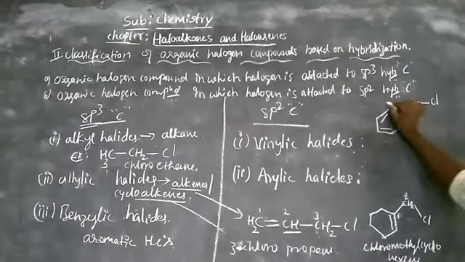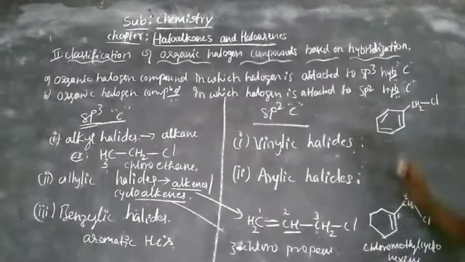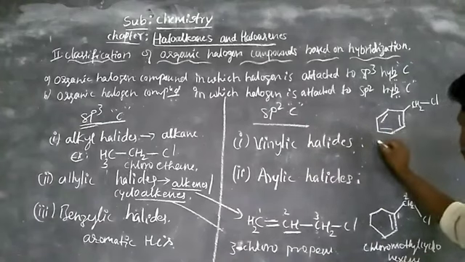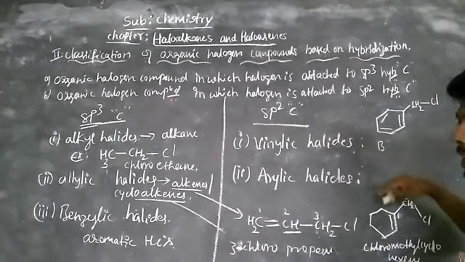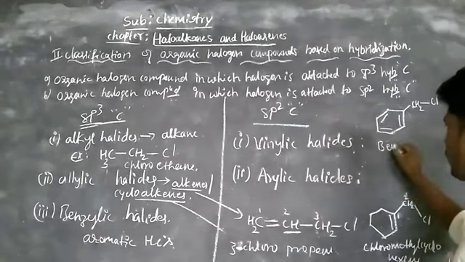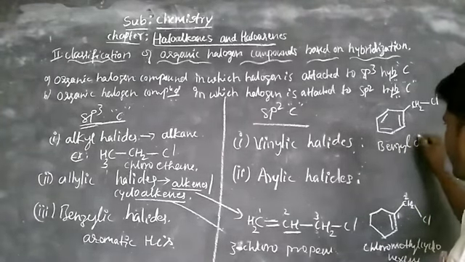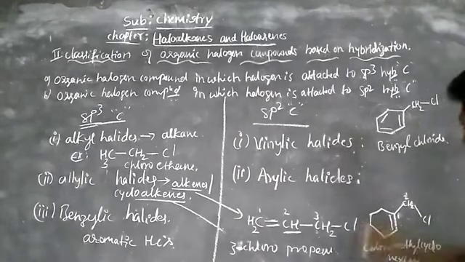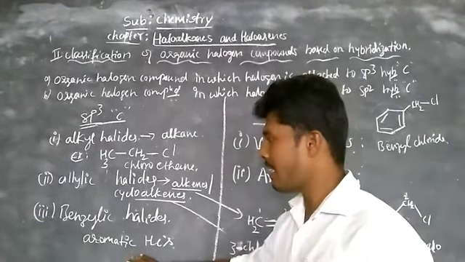Benzene ring. Then the benzene ring is adjacent. So what do we call this type of compounds? Benzylic halides. So its name is benzyl chloride or chloromethyl benzene. Its name is benzyl chloride. Or you can take benzyl bromide, anyone. So this is the example for benzylic halide.